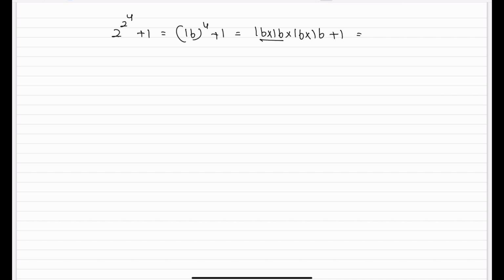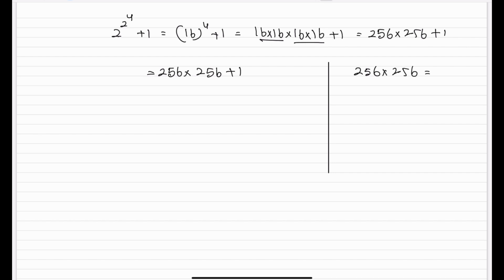What is 16 into 16? 256, which we have seen earlier. 16 into 16 is 256 plus 1. That is equal to 256 into 256 plus 1. What is 256 into 256? Let us do maths here. Multiplication: 256 into 256 is equal to 6 6s are 36.